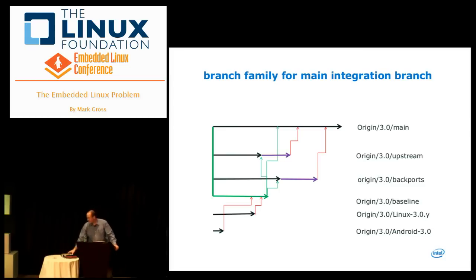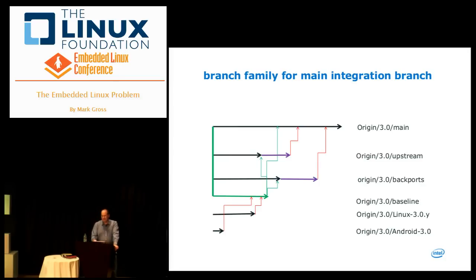The main branch at the top, that's the main integration branch. That's the one that gets all the testing attention, all the development attention. The next one was supposed to be changes to upstream files, and they were supposed to be segregated from the rest of the main branch, so that any changes to this origin 3.0 upstream were candidates for changes that should be submitted upstream to the Linux kernel. And then, of course, the backports. I just told you about the backports.